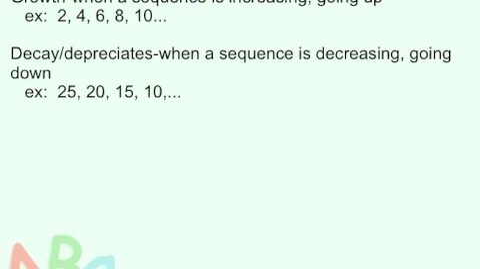Just a quick review, growth is when a sequence is increasing or it's going up. For example, 2, 4, 6, 8, and 10 are growth. Decay, depreciation, is when a sequence is decreasing or it's going down. Please use the investigation that I handed out during class today to follow the rest of this lesson.